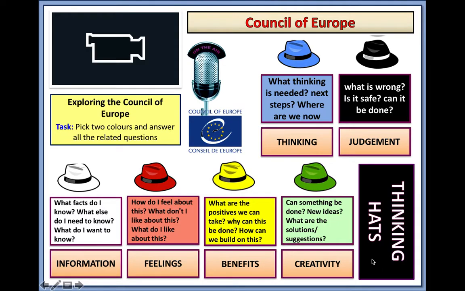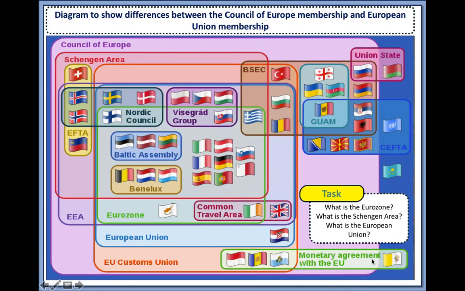There's a short video that you could watch on the Council of Europe. If you just type into Google "exploring the Council of Europe", it should come up. As you can see here, there are many different organisations that are in Europe, the Council of Europe being pretty much the largest one. And as you can see, it includes many more members than just the European Union, which had 28 members up until recently when the UK left, so now only has 27 members. And although the UK has left the European Union, we are still part of the Council of Europe.